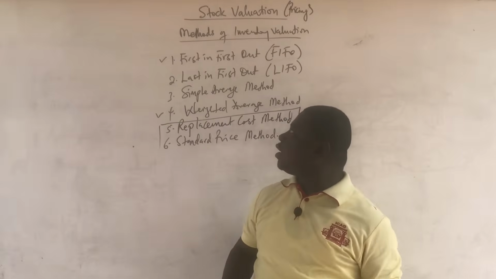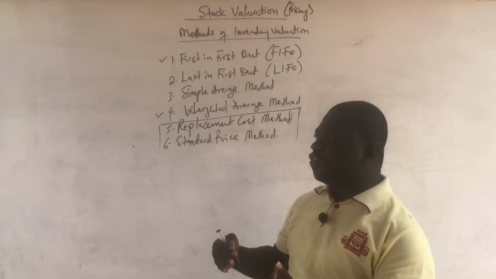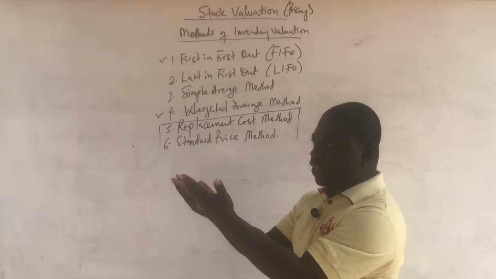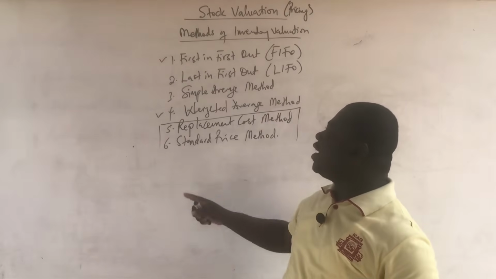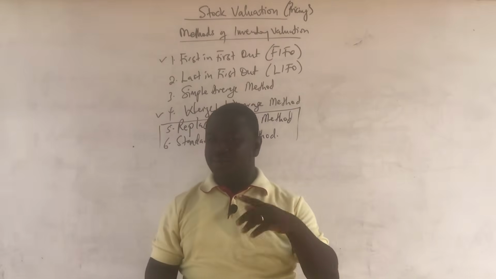But for now, let us consider issuing it out with a pricing. We want to consider that the first price that came in should be sold out first, or should go out first before the later price will go. That is what we call first in, first out.